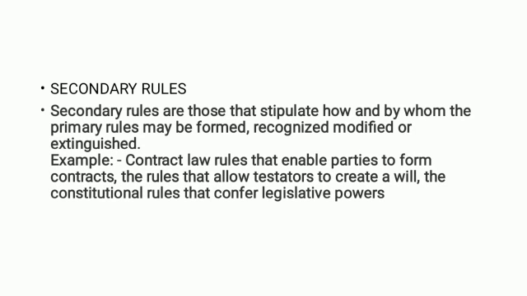Secondary rule. Secondary rules are those that stipulate how and by whom the primary rule must be formed, recognized, modified or extinguished. तो secondary rule कौन है? जो स्टिपुलेट करता है या प्राइमरी रूल को फॉर्म करने में, रिकॉग्निशन मिलने में या फिर उनके फॉर्मेशन में, उनके मॉडिफिकेशन में सहायता करता है. For example, contract law: rules that enable parties to form contracts, the rules that allow testators to create a will, the constitutional rule that confers legislative power.